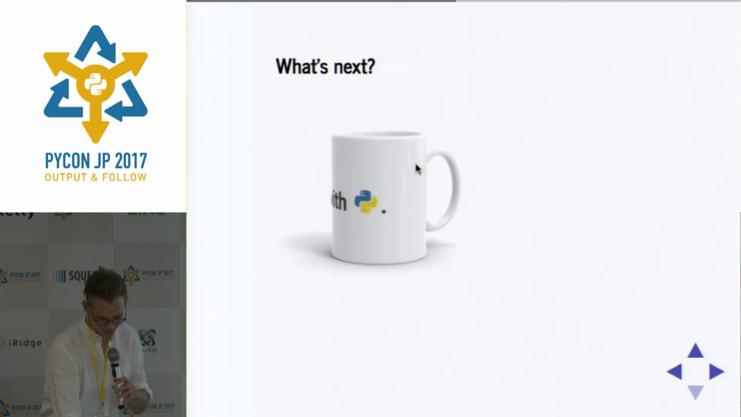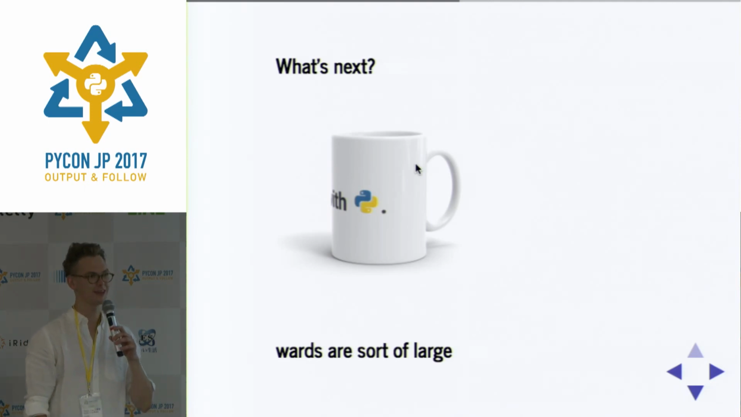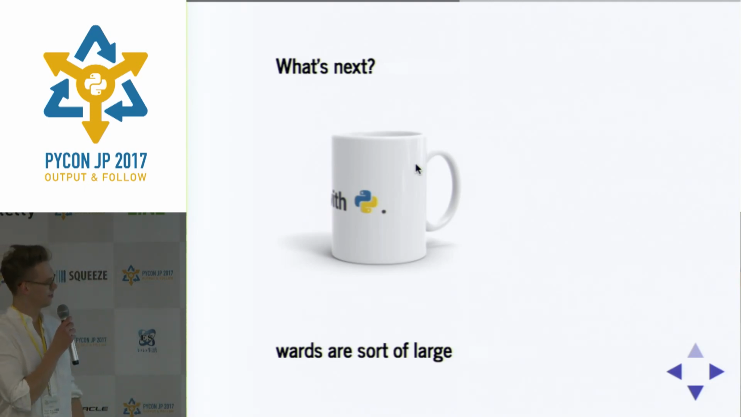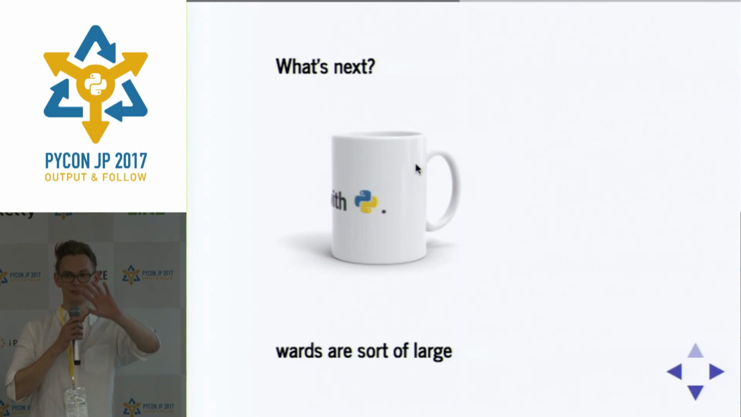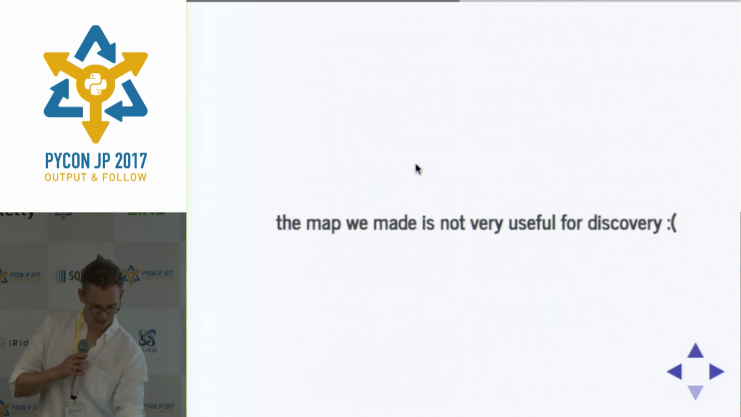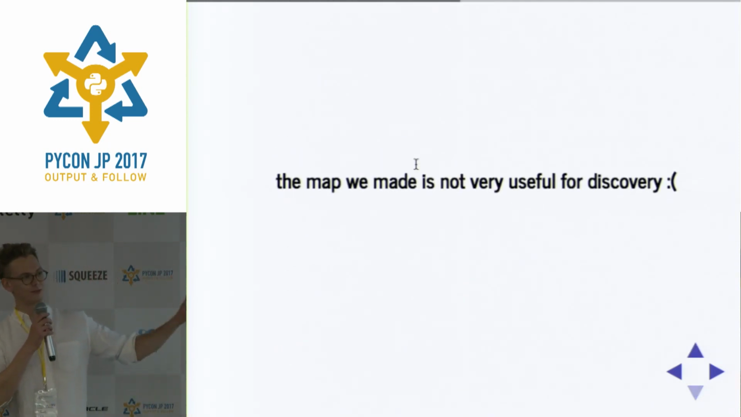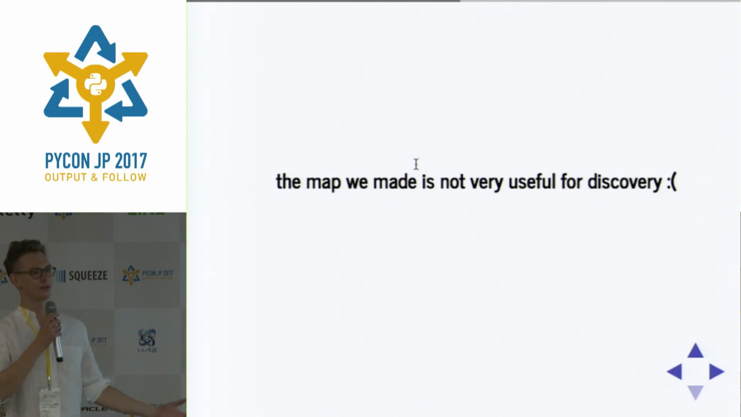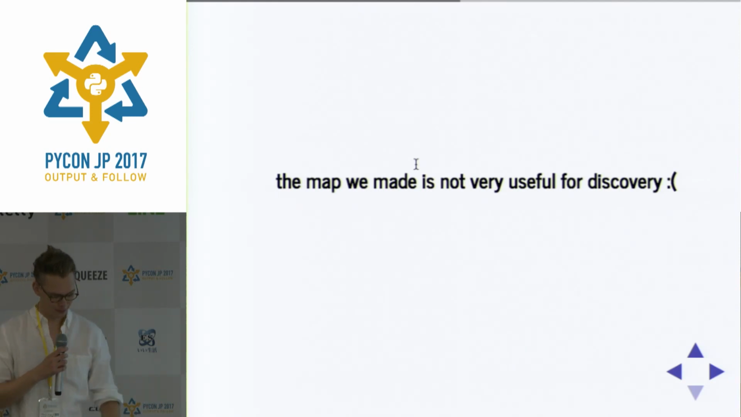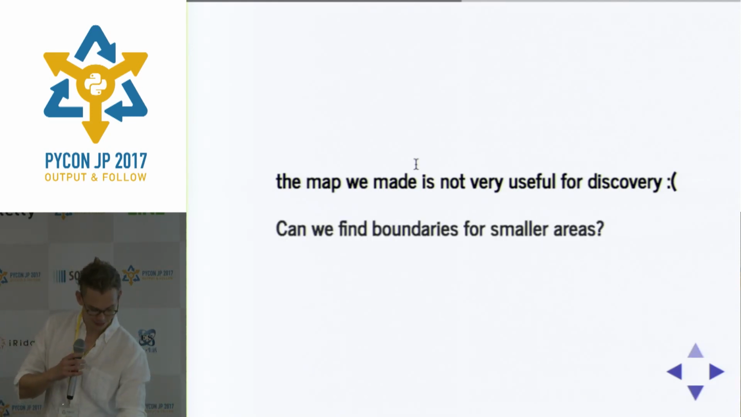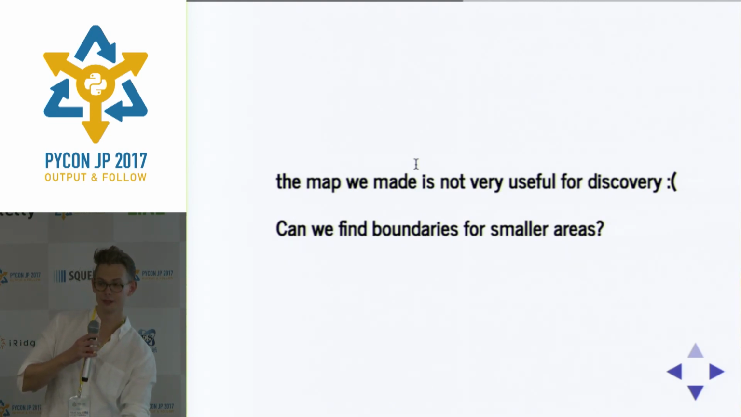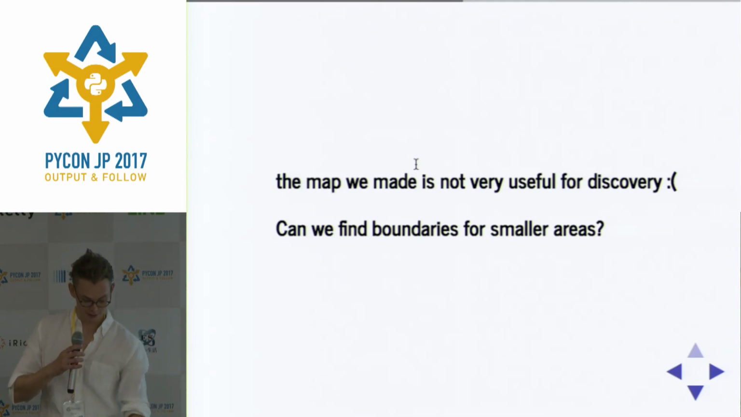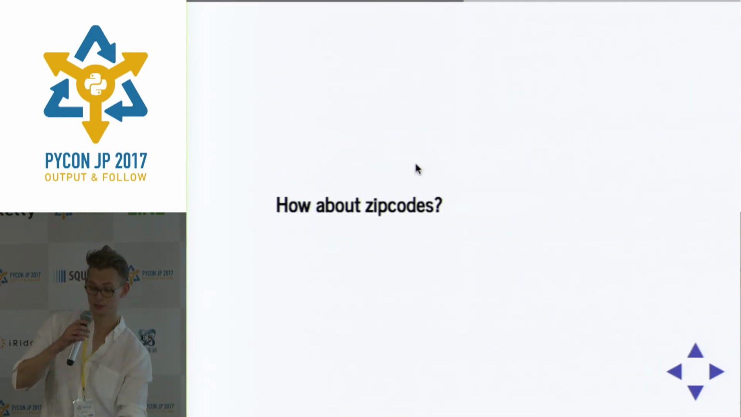At this point, I took a coffee break, another coffee break. I have quite a lot of those. And I started thinking that wards are kind of large, right? The cities are kind of large. And the map that we just made is really not very useful for discovering new restaurants, discovering new areas, because the wards are simply too large. So the question that I started thinking about is whether or not it's possible to find boundaries for smaller areas. How about the zip codes?